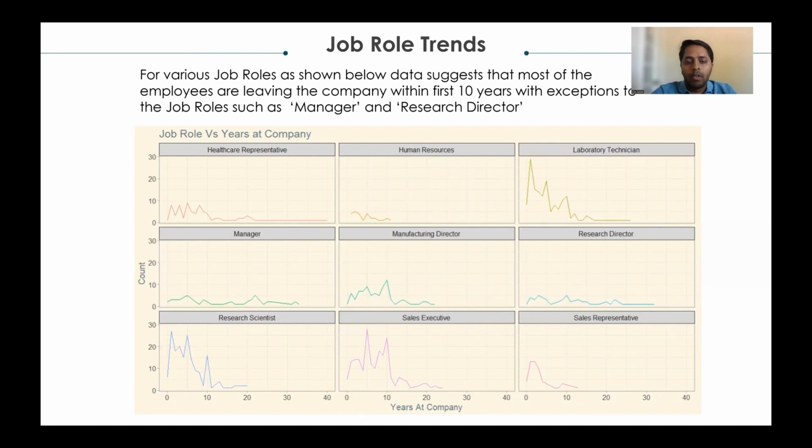Now let's take a look at the job role related trends. Looking at the plot, we could see that the managers and research directors tend to stay in the company for a longer period of time, which might be due to the higher salary they are getting. But for the other job roles, we were able to see that most of the employees were leaving the company within first 10 years of their career.